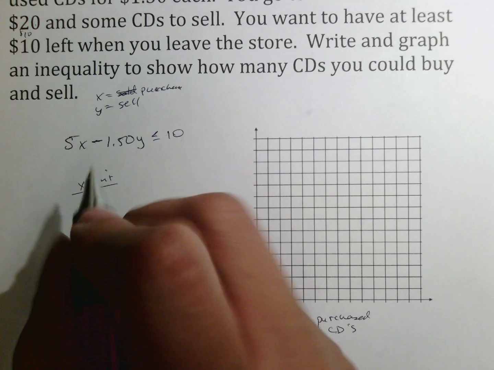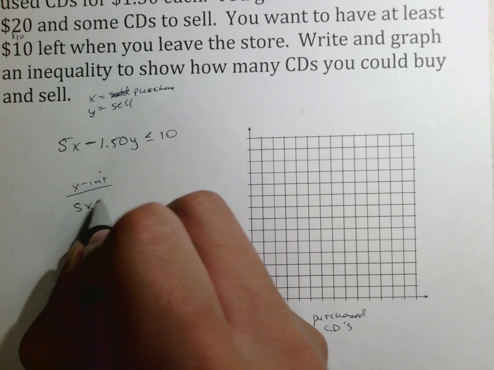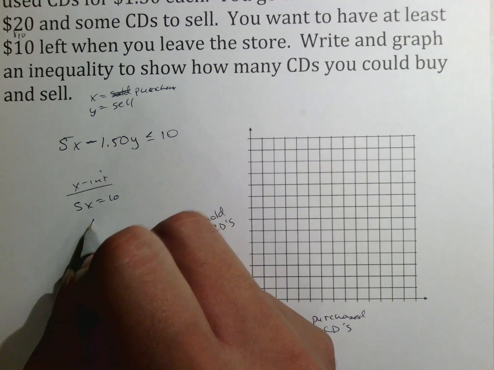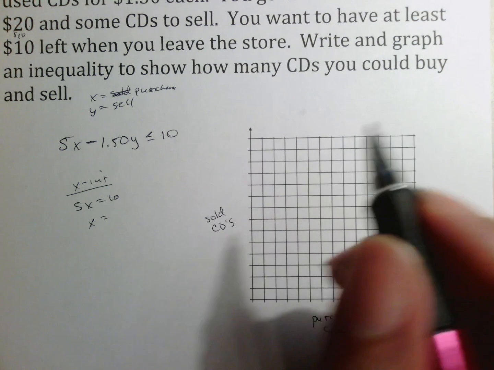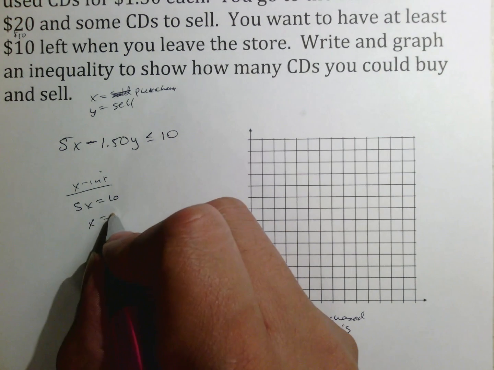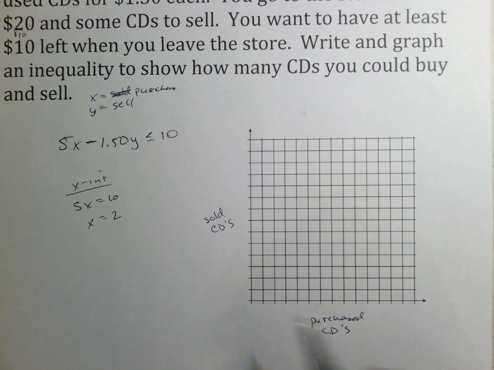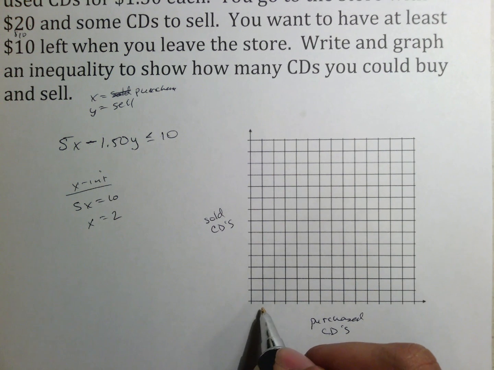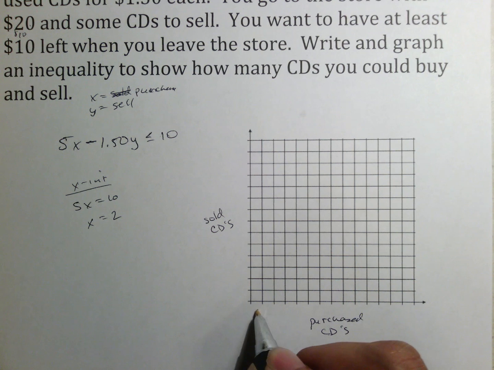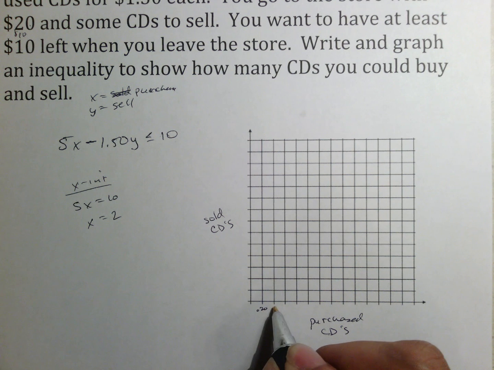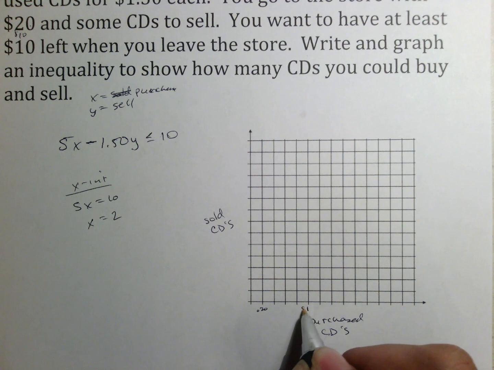My x-intercept, of course, is ignoring y. I get 5x equals 10, and x is 2. And I think that I can probably count by, let's go ahead and count by 20 cents. 20, 40, 60, 80. So this is $1.